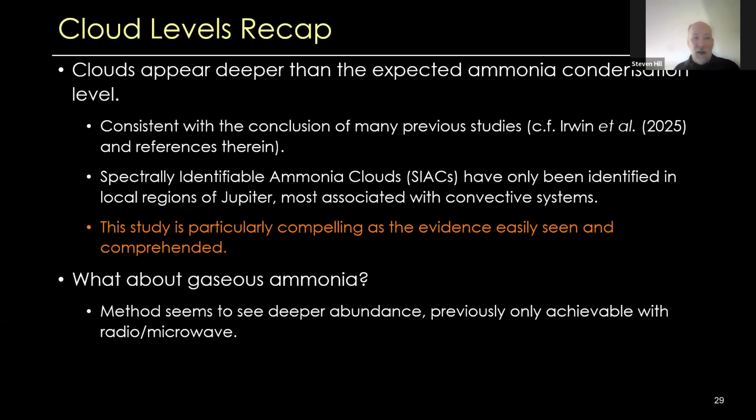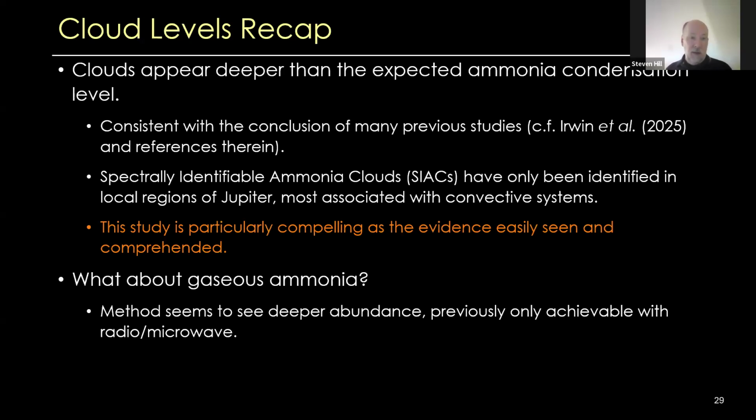So just to recap, the clouds appear deeper than expected at the ammonia ice condensation level. This is consistent with the conclusion of many previous studies. There are actually quite a few of them, so rather than citing them individually, the introduction to Irwin et al. contains a very good review of those references. Spectrally identifiable ammonia clouds have been detected on Jupiter. However, they're typically localized and usually associated with active convective systems. So while those measurements can be made, they're a little bit challenging. And in fact, they are not seen except in localized regions, as far as we can tell.